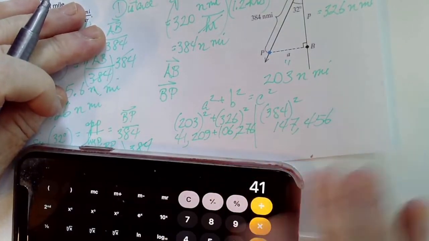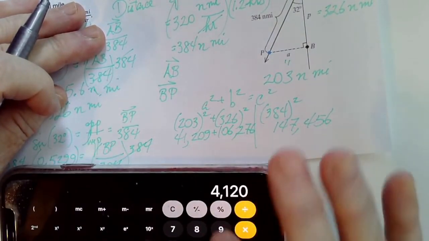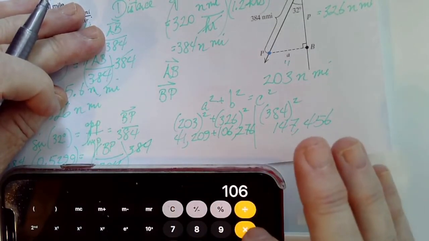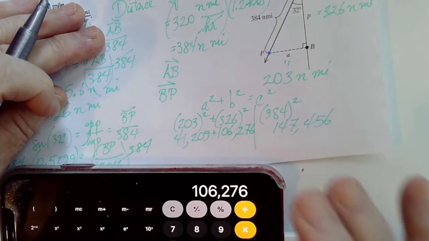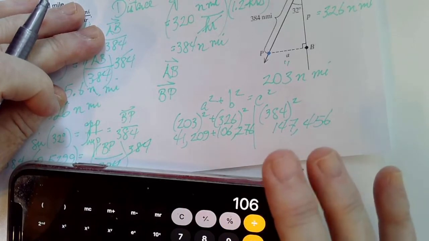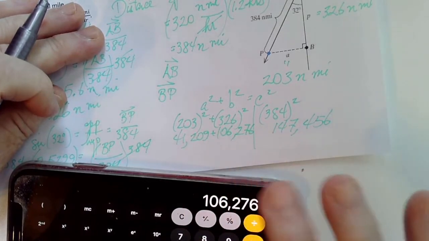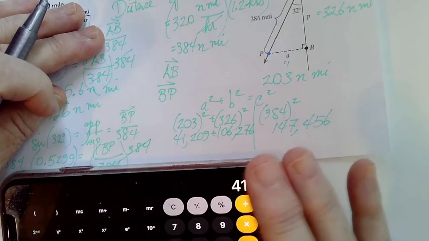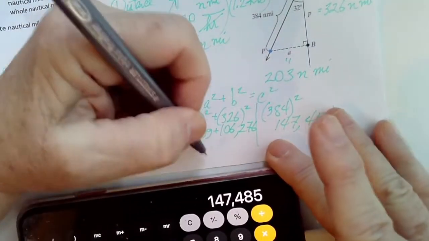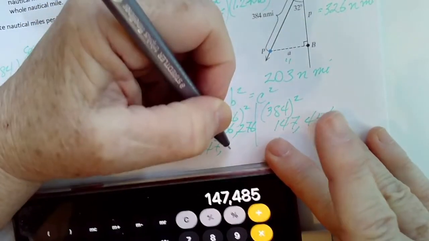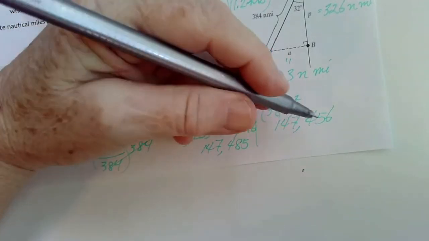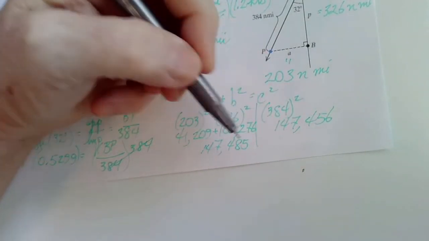I've got 41,209 plus 106,276. 106,276 plus 41,209. And we get 147,485. And that's definitely close enough. That's very, very close.